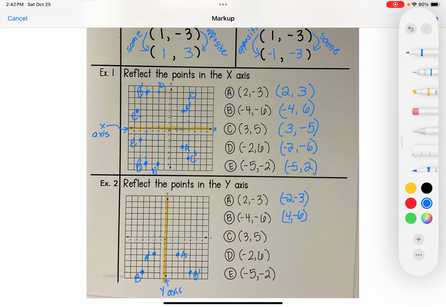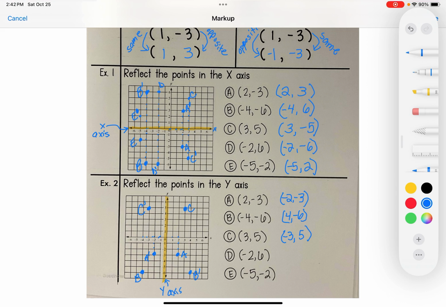Okay? All right, 3, 5. 3, 5 is right up here. That's letter C. I need to go over the Y-axis, so I'm going to go negative 3, positive 5. I'm going from quadrant 1 to quadrant 2. 1, 2, 3, up to 5. I'll be right here with my C prime.